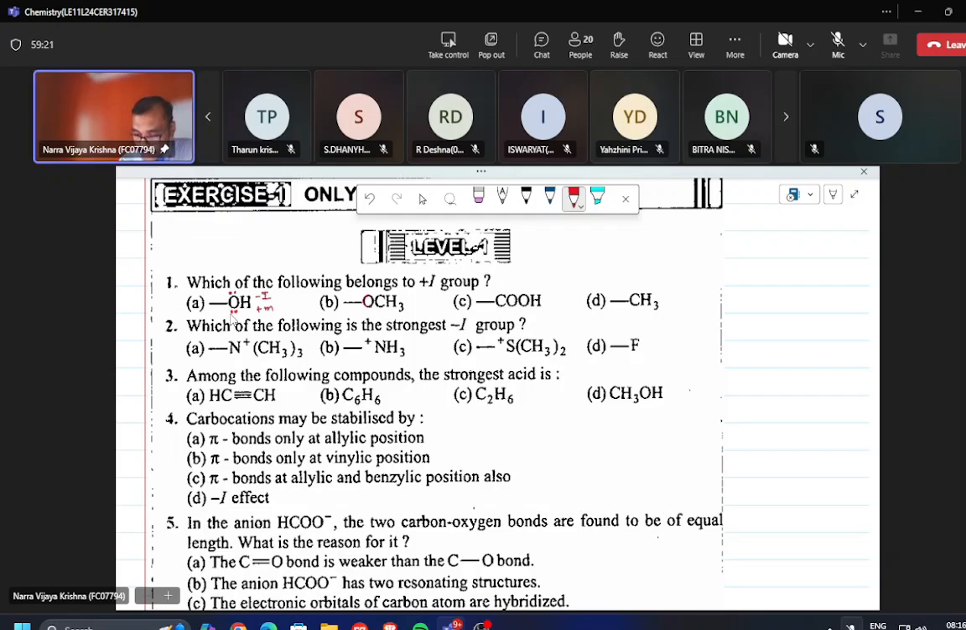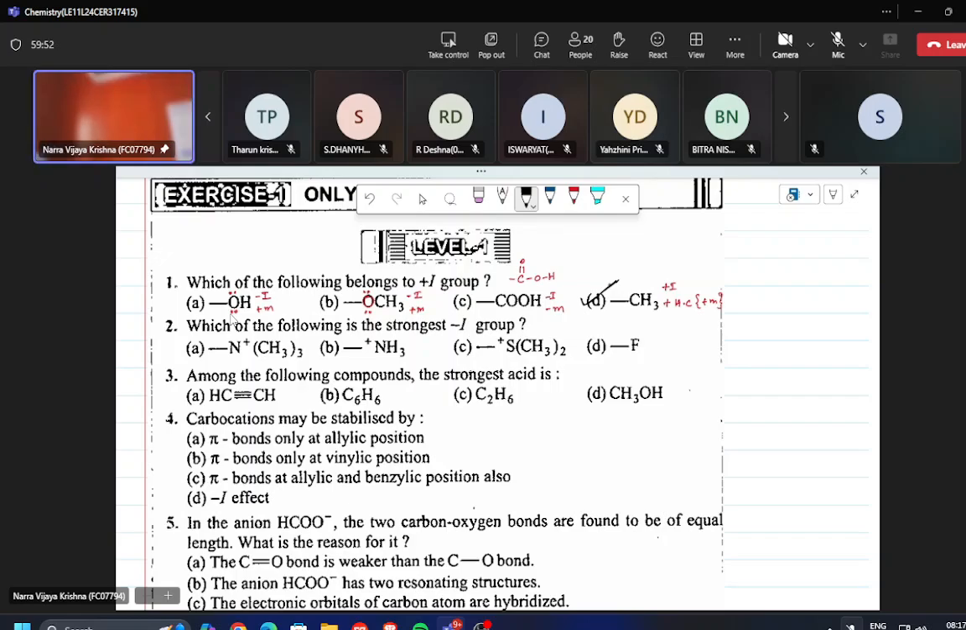What about this one? Same, minus I plus M. What about this one? This is COOH now. Minus I minus M group. What about this one? Plus I plus M group. Instead of plus M, I am writing hyperconjugation because that plus M is because of hyperconjugation. So what is the answer? Option D. Come to next question.